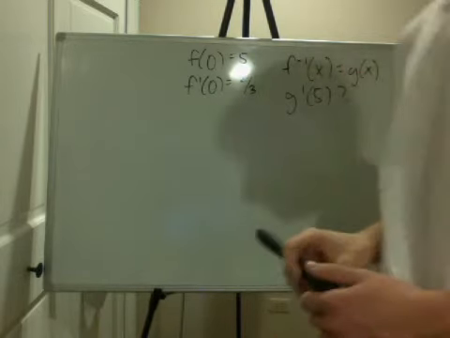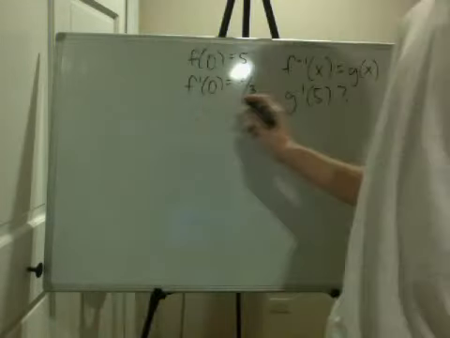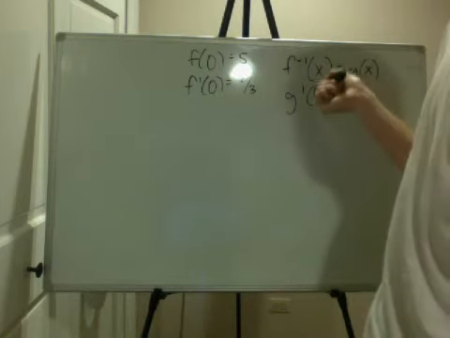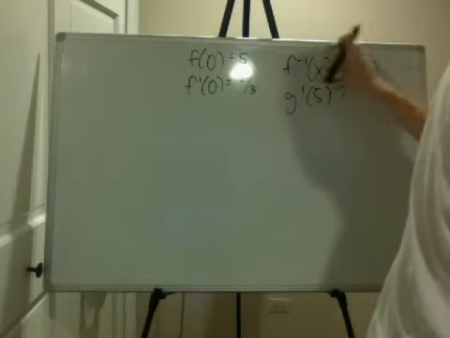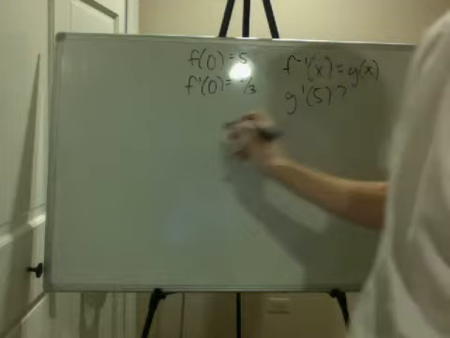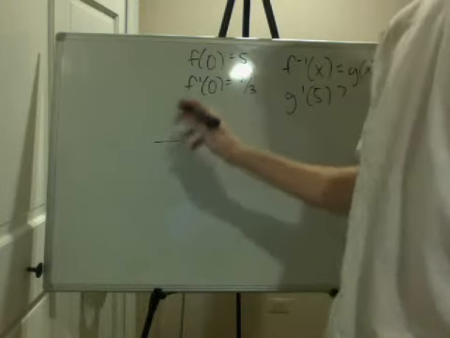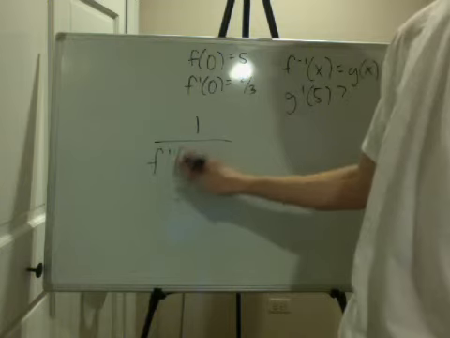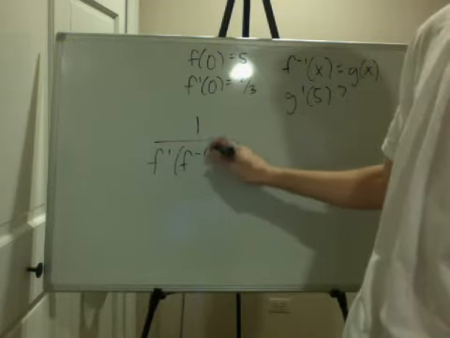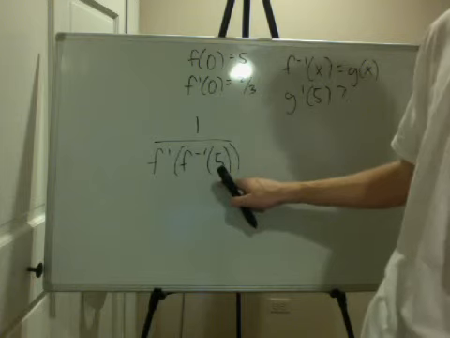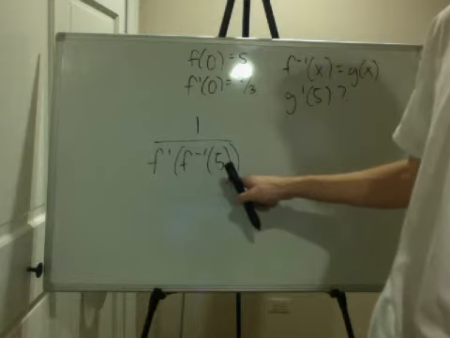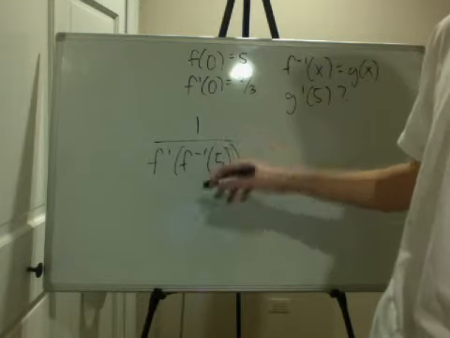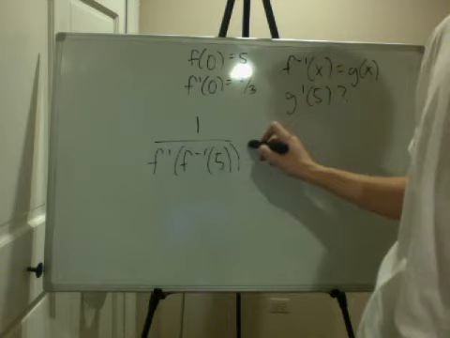And to do this, just use the equation. So if g of x is f inverse of x, then the derivative of g of x would be the derivative of the inverse function, which is what I just taught you. So it'd be 1 over f prime of f inverse of 5. Now f inverse of 5 would be the same thing as f of 5's inverse, which is basically 1/5.